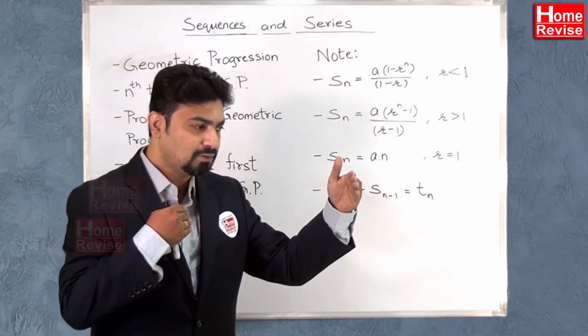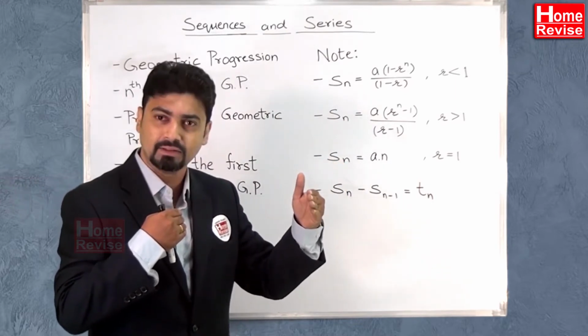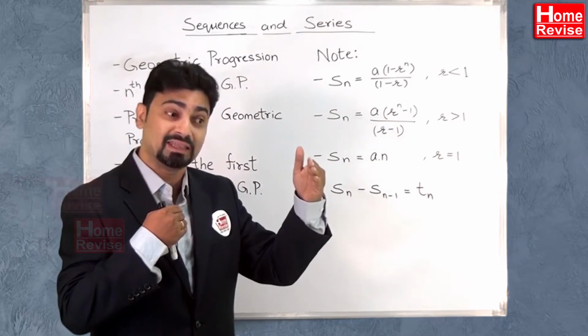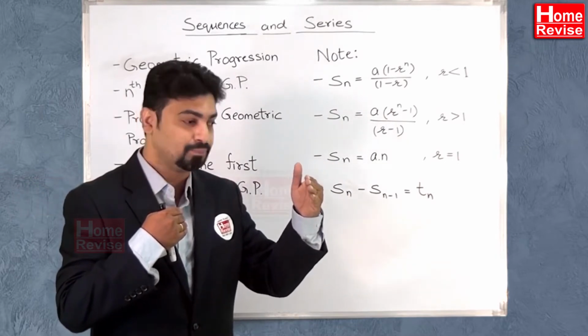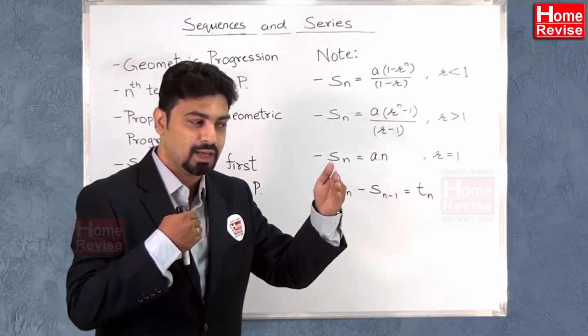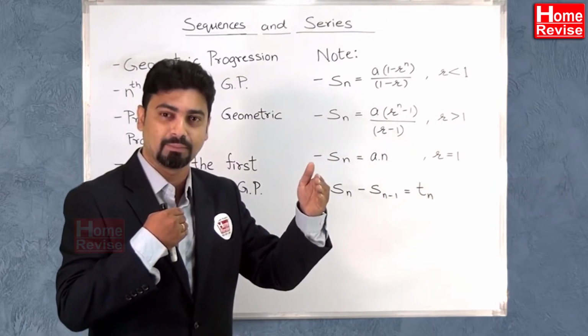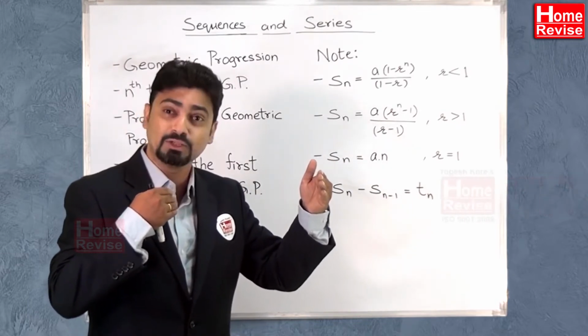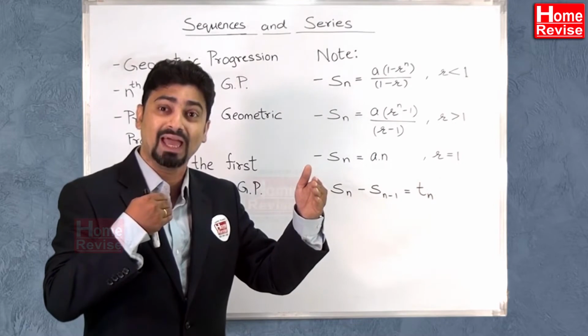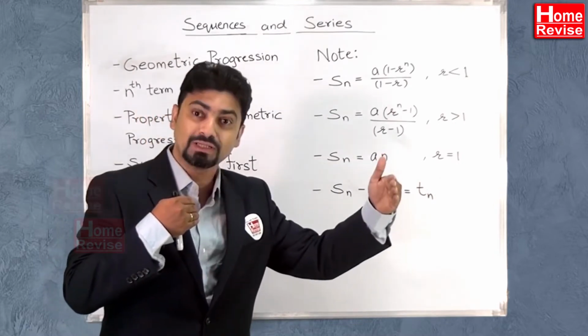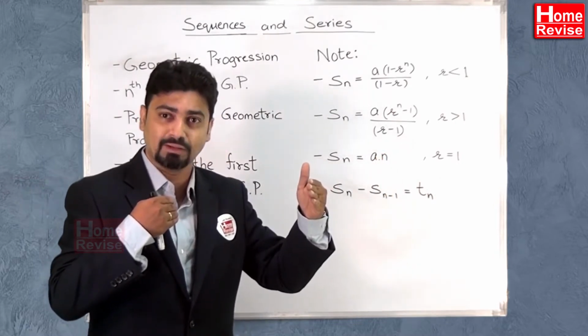Now, I shift one term behind. So, I am shifting to the n minus 1th term. So, the nth term I have removed. The n minus 1th term I am considering. So, the sum of n minus 1 terms, that is S of n minus 1. So, this was Sn. This is S of n minus 1.